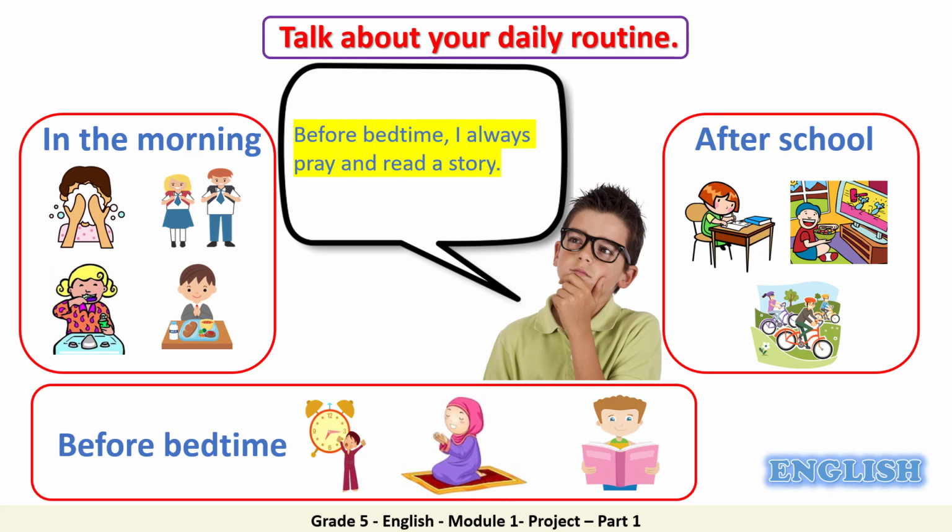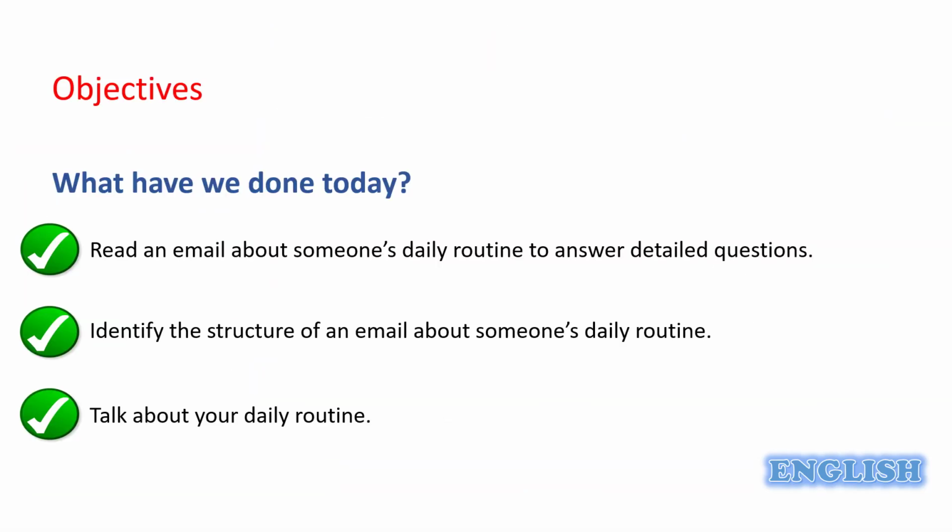Your turn now, my friends. First, think about your day, then start talking. And don't forget to record your voice and let your teacher listen to it. Now we're done with the third and last objective. Let me remind you of what we have done today. We have achieved 3 objectives. Read an email about someone's daily routine to answer detailed questions. Identify the structure of an email about someone's daily routine. Talk about your daily routine.